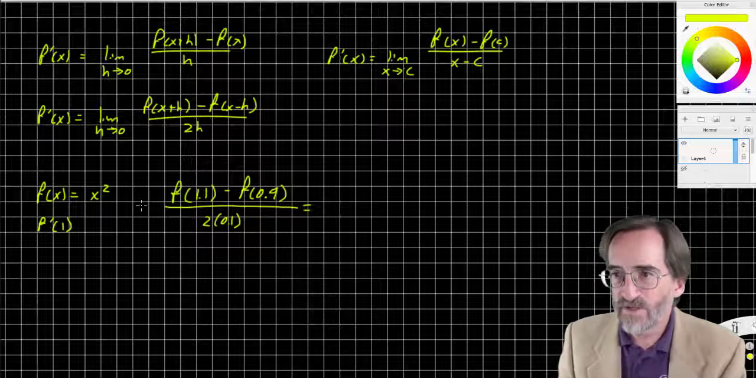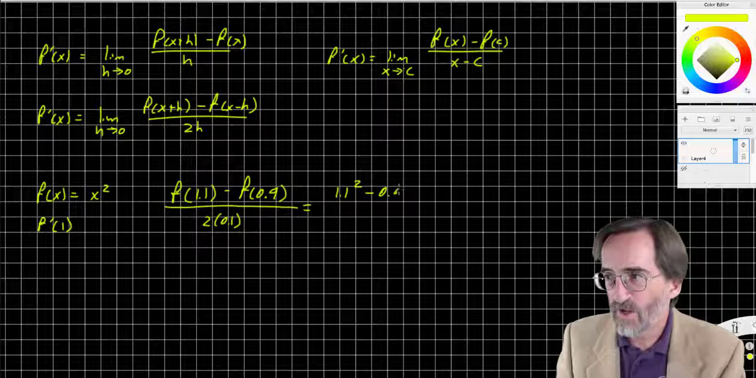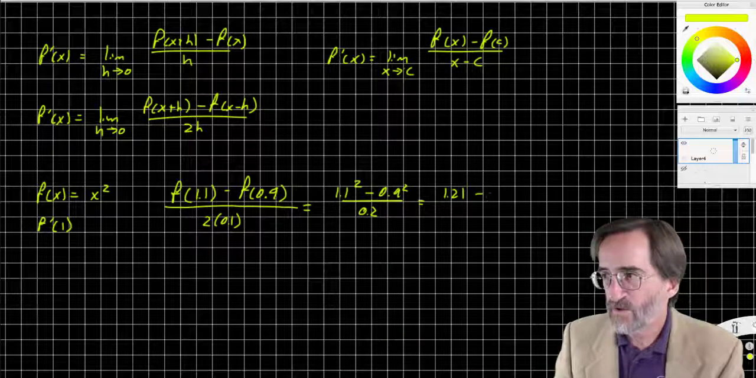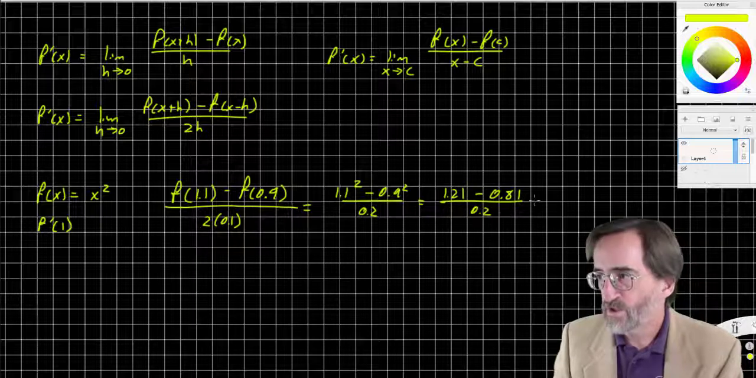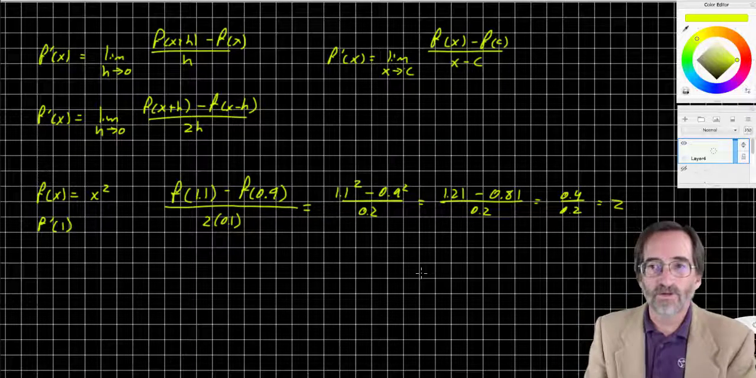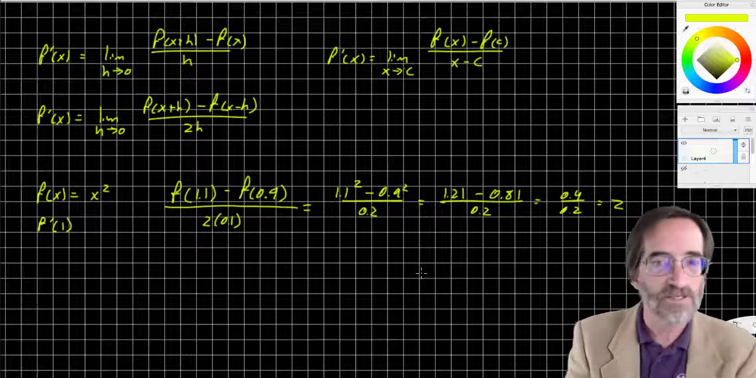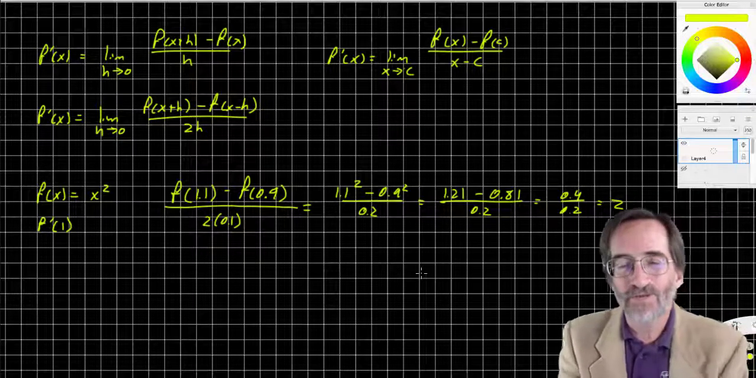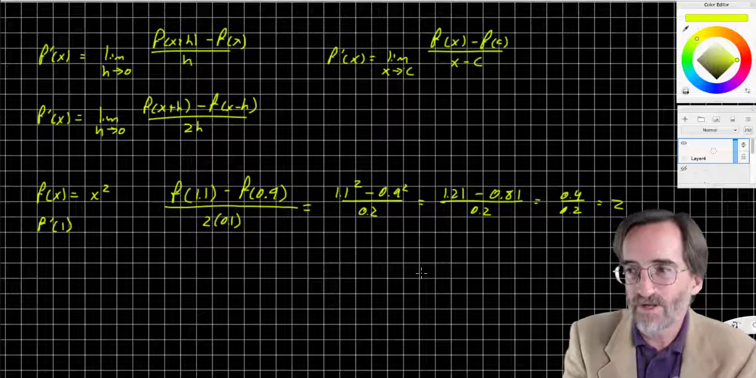Okay, for this, the double-sided differential gives me 1.1 squared minus 0.9 squared divided by 0.2. 1.1 squared is 1.21. The 0.9 squared is 0.81. That comes to 0.4 divided by 0.2, which is 2. And actually, the derivative at 1 of f of x equals x squared is 2. So it really comes out very accurate. It comes out exactly the same.